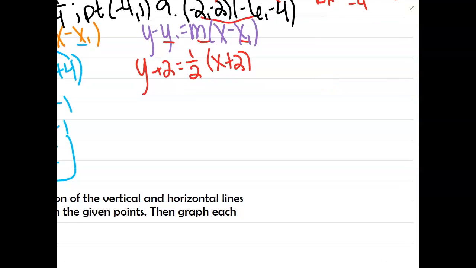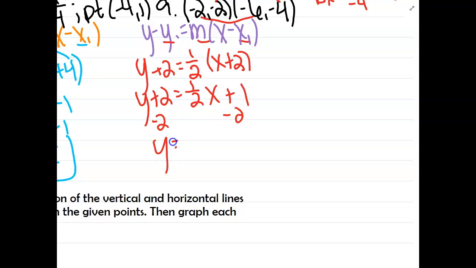And then to get it into slope-intercept form, we're going to distribute: y plus 2 equals 1/2 x. 1/2 times 2 would be plus 1. And then get rid of the 2. So subtract 2 from each side. So we have y equals 1/2 x minus 1.